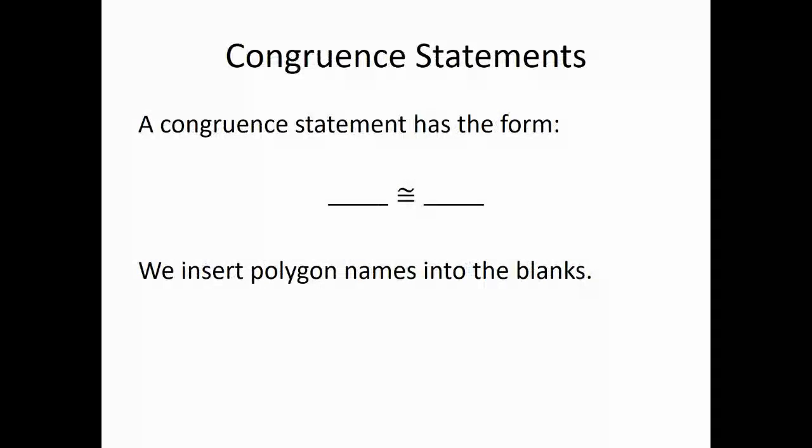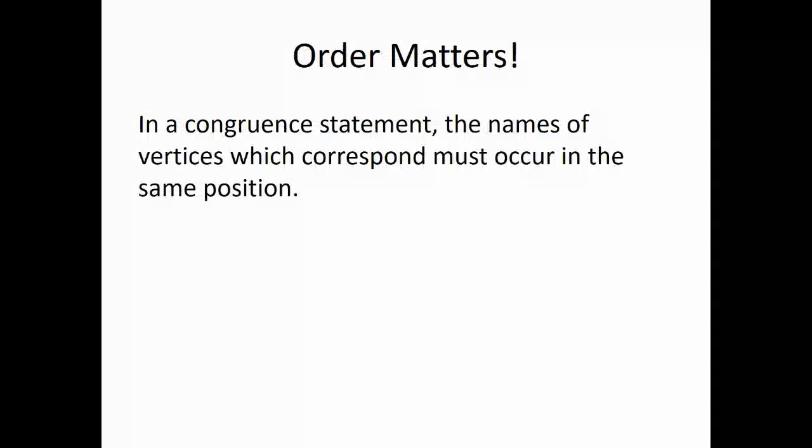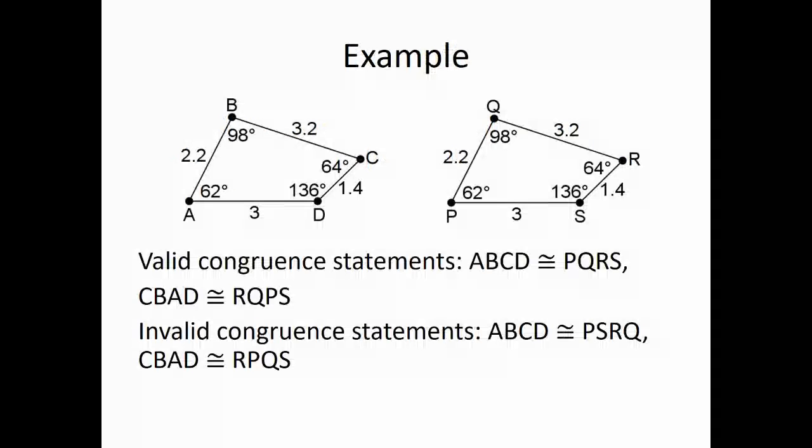All right, now congruent statements. A congruent statement is where you say that one polygon is congruent to another. They all have a particular form. It begins with the name of one polygon, followed by the congruent symbol, and then third is the name of the second polygon. And what you must understand about congruent statements is that order matters. The names of vertices that correspond have to come in the same position.